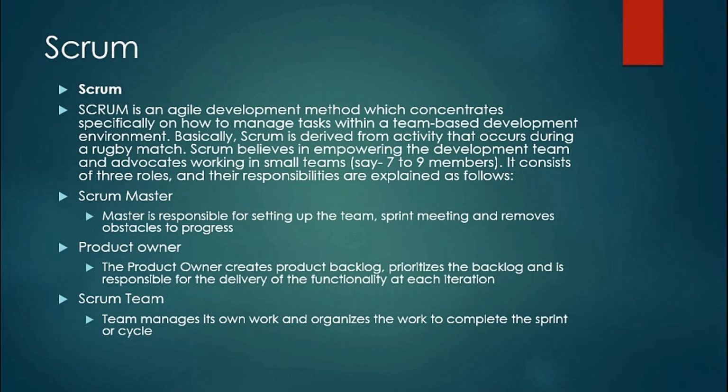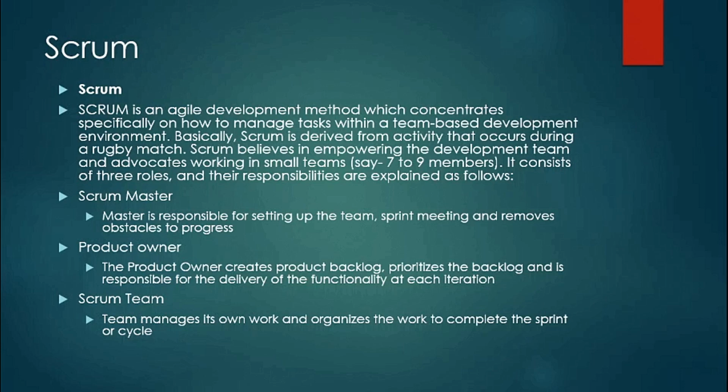Now let's understand Scrum. Scrum is an agile development methodology which concentrates specifically on how to manage tasks within a team-based development environment. Basically, Scrum is derived from an activity that occurs during a rugby match. Scrum believes in empowering the development team and advocates working in small teams. It is suitable for small teams of about 7 to 9 members. If you have such a team, then you can go with the Scrum approach. It consists of 3 major roles, and the responsibilities are explained as follows. The main roles are Scrum Master, Product Owner and Scrum Team.